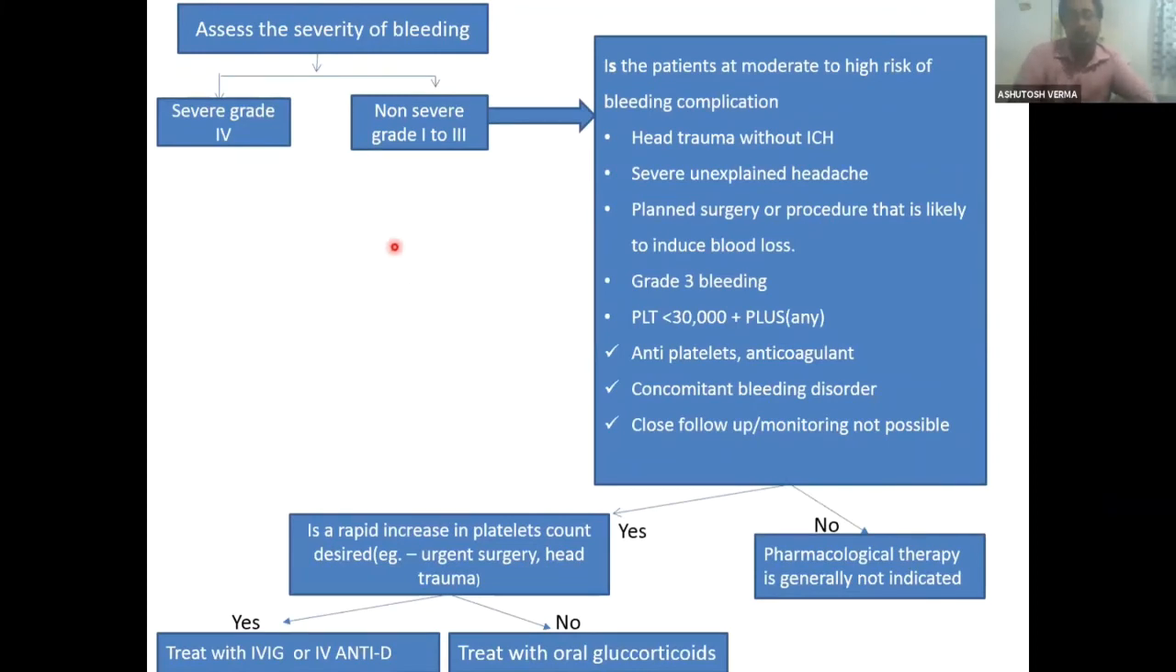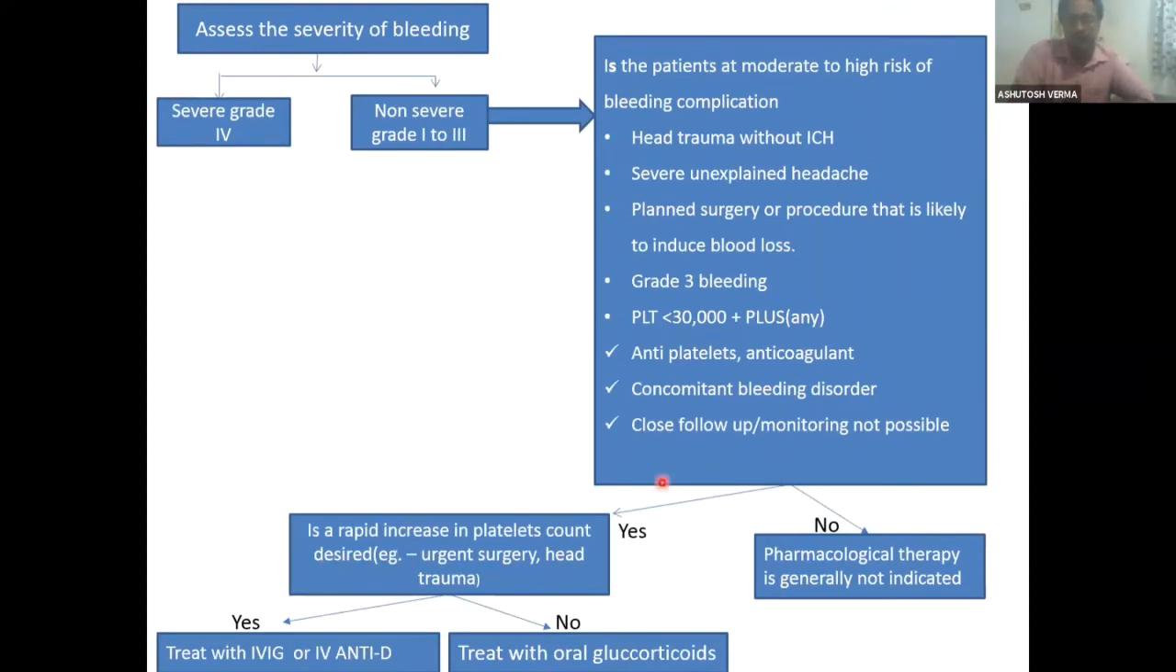So if the patient is coming with non-severe grade bleeding, like grade 1 to 3, then we have to assess whether the patient is at moderate to high risk of bleeding complications. What are these complications? Like head trauma without ICH, severe unexplained headache, planned surgery or procedure that is likely to induce blood loss, grade 3 bleeding, or if the platelet count is around 30,000 and the child has any of the following things, like he is on antiplatelets, he is on anticoagulants, or he has a concomitant bleeding disorder like von Willebrand type 2 or platelet type von Willebrand factor, or close monitoring or follow-up is not possible. In all these cases, we should treat this child.